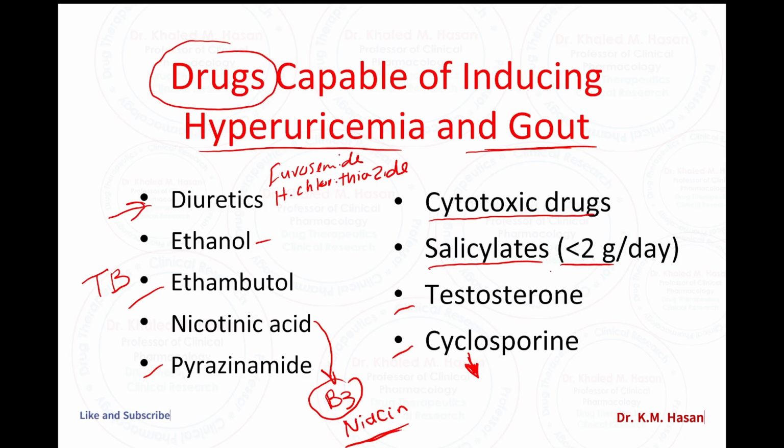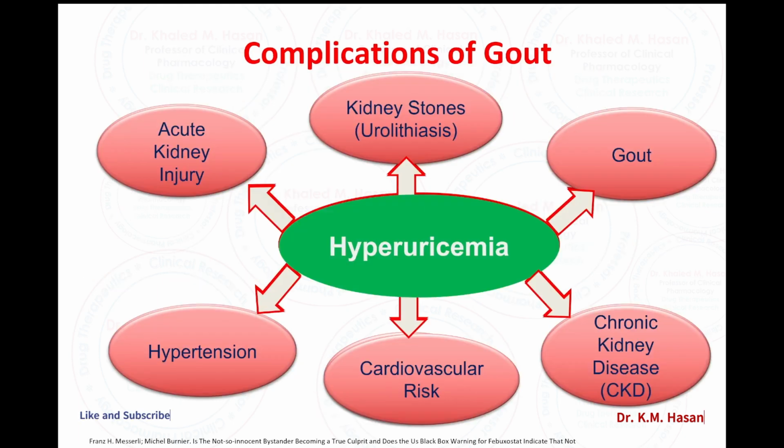So you can see here we need to review the patient chart, the patient medication. We need to ask the patient, do you take any medication? Do you take a diuretic? Do you take medication for TB? Do you take medication for organ transplantation? Do you take medication for cancer? All these medications may induce gout and hyperuricemia.